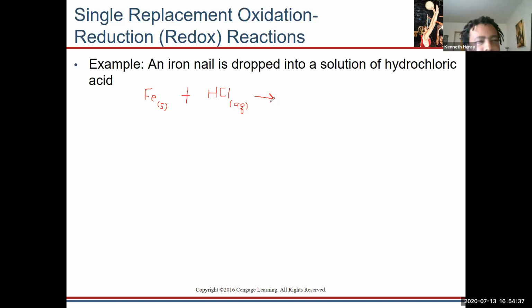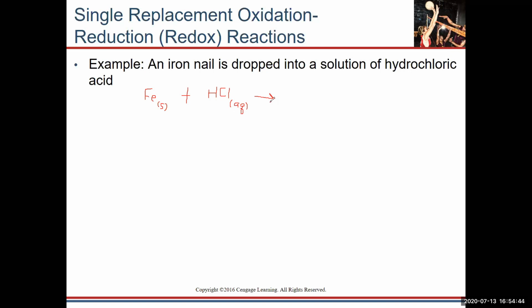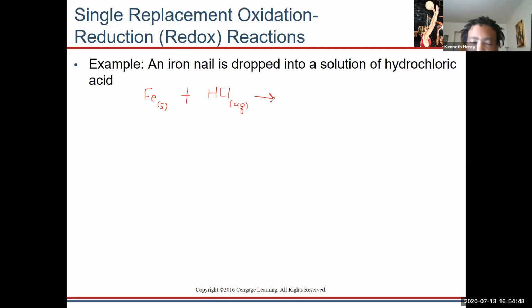What type of reaction is this? Is it single displacement or replacement? Single displacement or single replacement? Yes. So who's going to replace who?